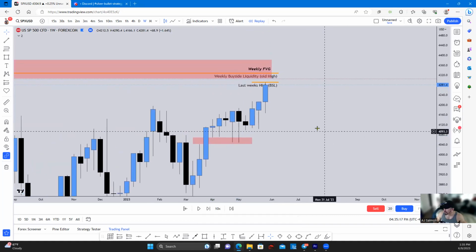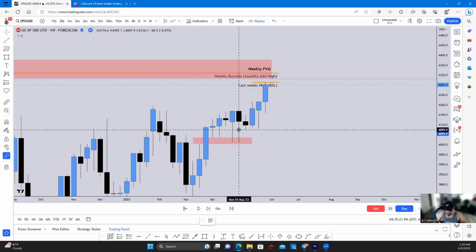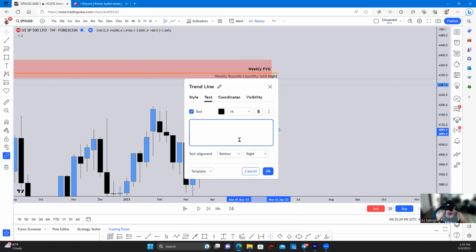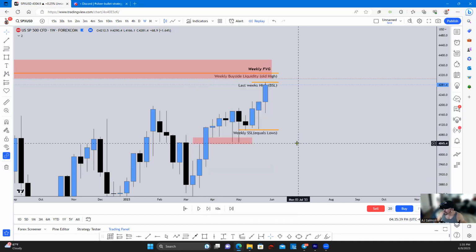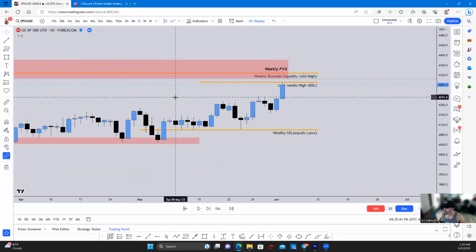So if you see here, these old lows are relatively equal. Okay, see how we have one, two, three. These two are relatively equal. So this would be your weekly sell side liquidity, right? Or equal lows. Okay. Then we're going to drop down to the daily.